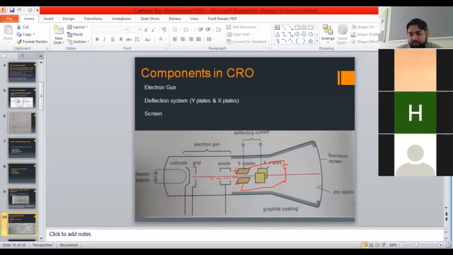X plates are placed side by side. So if I apply a potential to the X plates, what will happen to the beam of electrons? What will happen to the beam of electrons if I apply a positive and a negative potential to the X plates? Sir, it will be deflected towards the left.